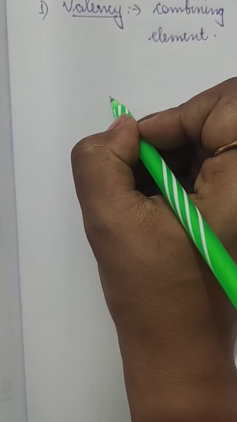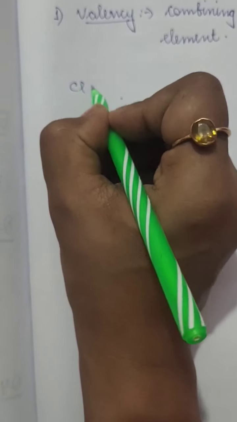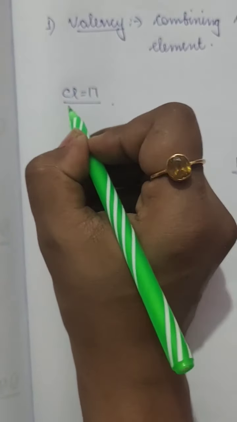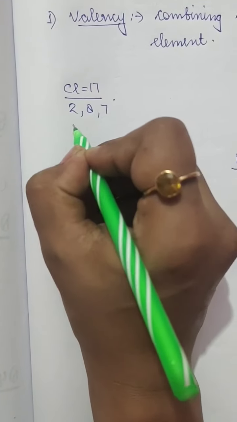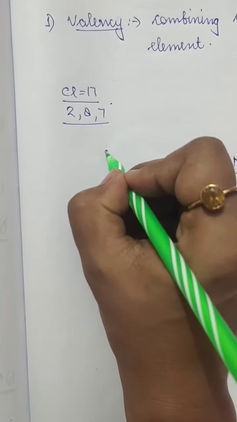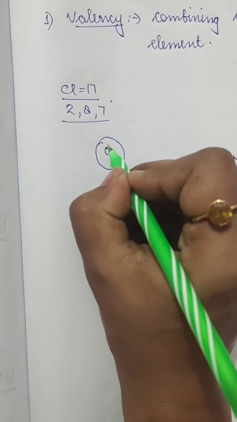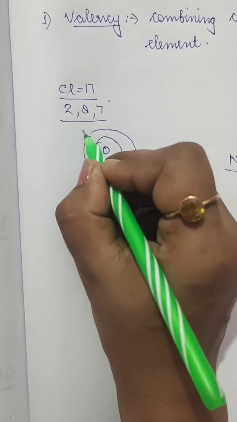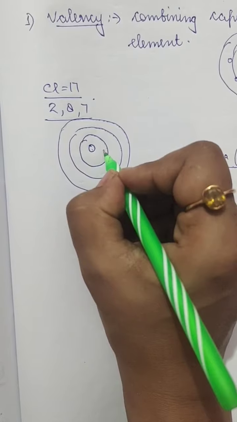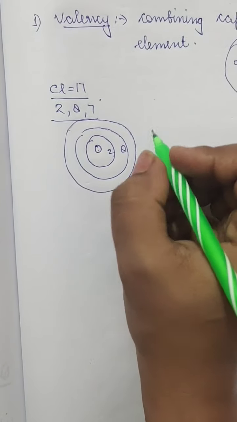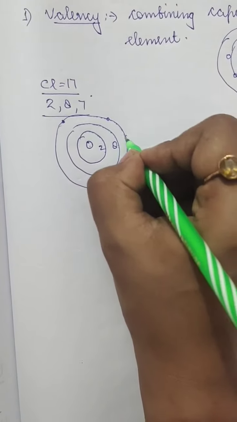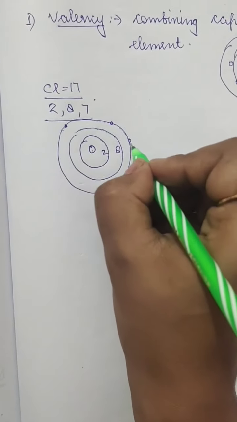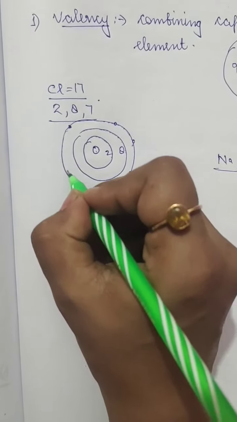For example, we can take the other example of chlorine. Chlorine has atomic number 17, so its configuration would be 2, 8 and 7. If we draw the structure, it's nucleus, first shell, second shell and third shell. The first has 2 and the second has 8 electrons. In the third shell, which is the outermost shell, there are 7 electrons: 1, 2, 3, 4, 5, 6 and 7.